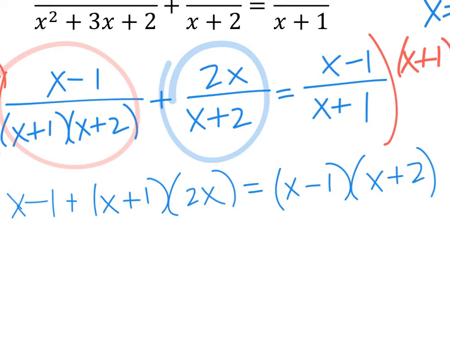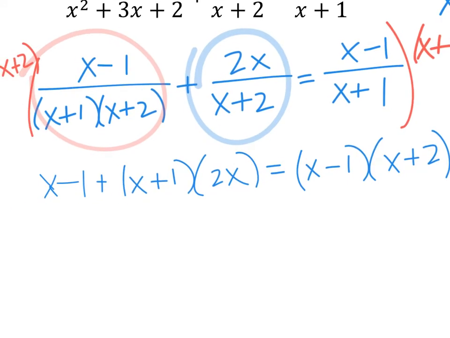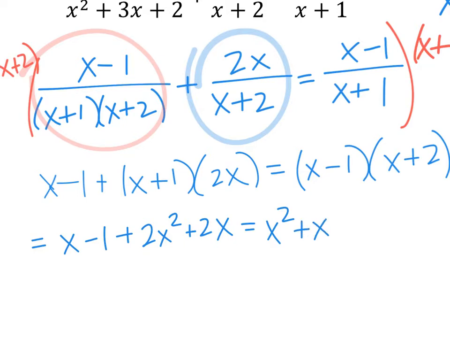Okay, so now you are left with this. x minus 1 plus, distribute that, 2x squared plus 2x equals, FOIL that, x squared plus x minus 2. So I kind of did some in my head instead. Okay, now how do we solve this problem?